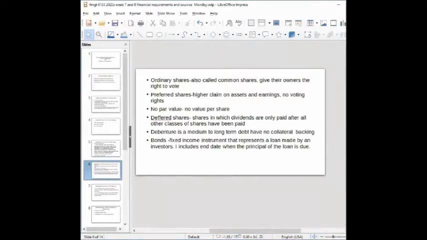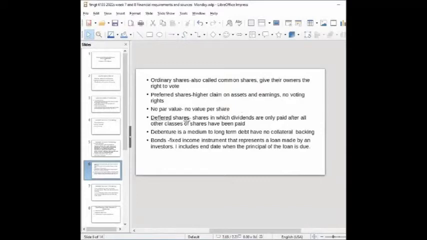So let's talk about securities financing. What are ordinary shares? Ordinary shares are also called common shares. They give the owners the right to vote. While preferred shares have a higher claim on assets and earnings, they don't have voting rights. And no-par-value shares means no stated value on the shares of stock.